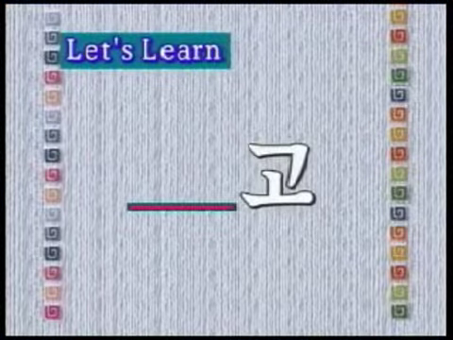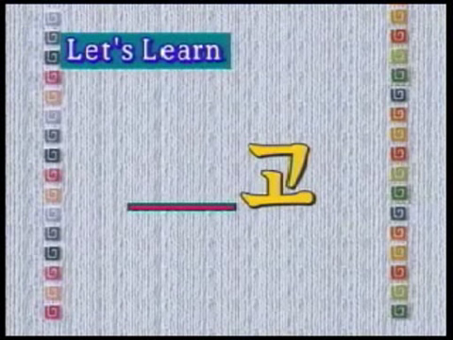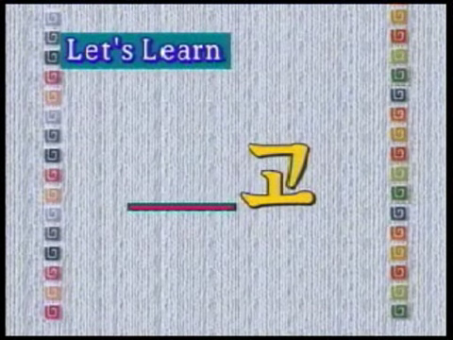Right. Now, then let's take a closer look at the expressions in this lesson. We're going to learn how to use the conjunctive particle 고 to link two or more actions together in one sentence. It's the verb stem plus the conjunctive particle 고. Now, why don't we study some words for some activities first?